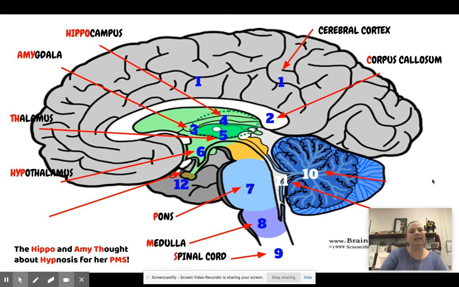Number 9, of course, is your spinal cord. You've probably heard of that before. Highlight your S. And this, of course, is what sends signals out to the rest of the body, between the body and the brain.